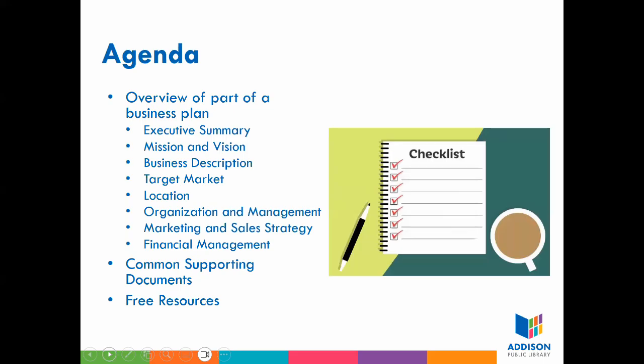Okay, so today's agenda is we're going to go through an overview of each part of a business plan, which includes the executive summary, the mission and vision, the business description, the target market, and the location, the organization and management, your marketing and sales strategy, and then your financial strategy, or we call that financial management. We'll also go over some common supporting documents that a bank or credit union might need when you bring your business plan in to get a business loan.